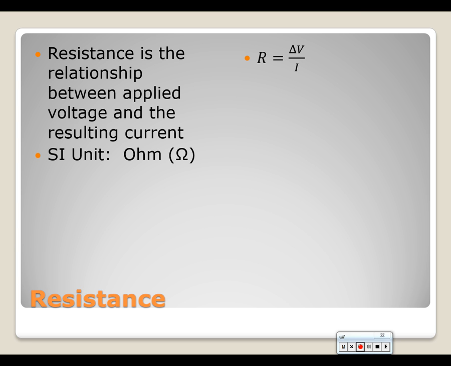We use the SI unit of the ohm to represent resistance. Ohm is represented by a capital letter omega. It kind of looks like a horseshoe.